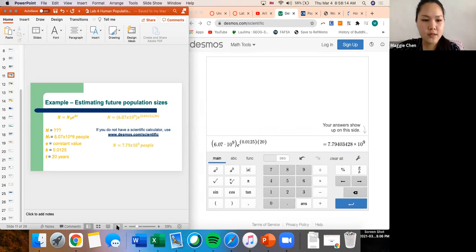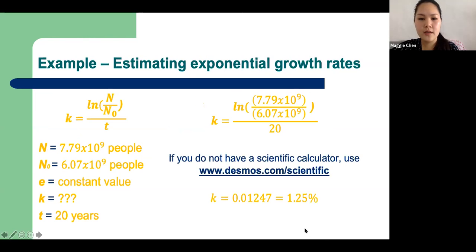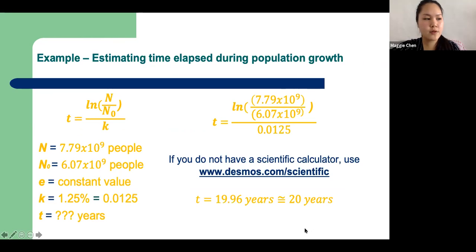Great. So one great thing about this equation is that you can also rearrange it to find other variables too. Right now, we used it to find the population at a certain time, but now say we wanted to estimate the time that's passed during population growth, given the exact same variables. N is equal to what we found, 7.79 times 10 to the 9 people, our N naught, our initial population, is again 6.07 times 10 to the 9 people. E is our constant value, which we're just going to plug in by pushing a button on our calculator or clicking on that function within Desmos.